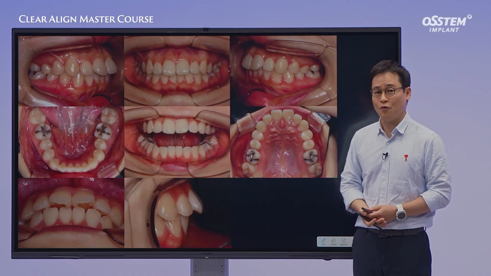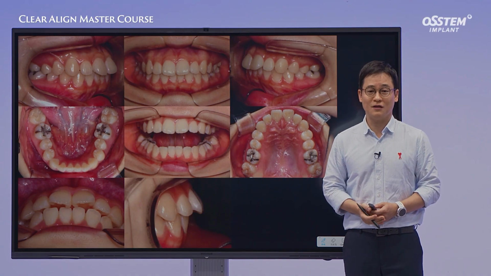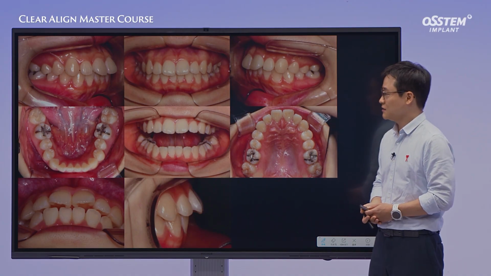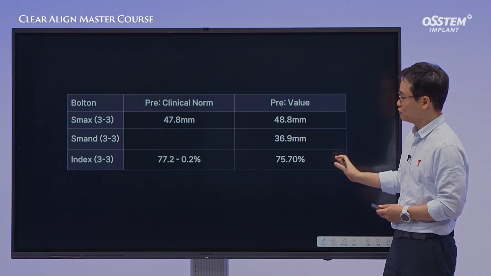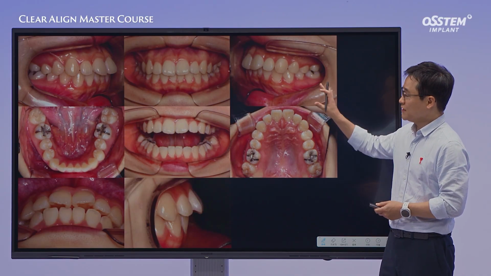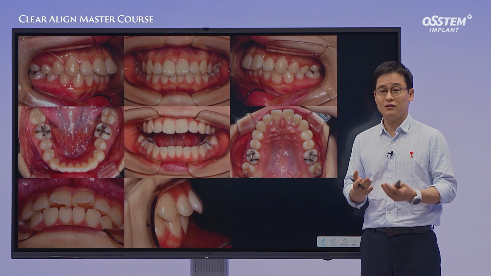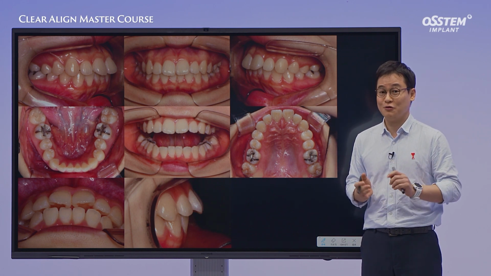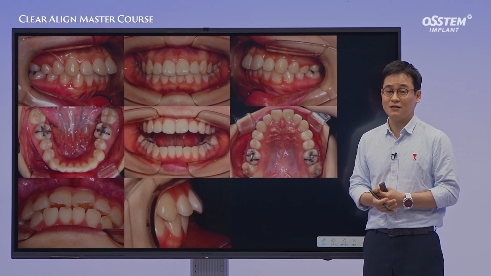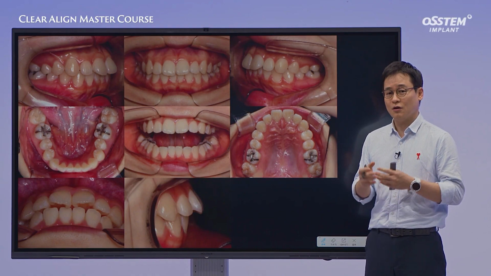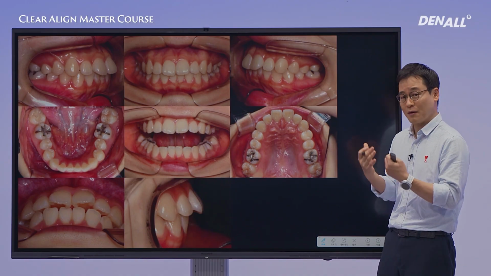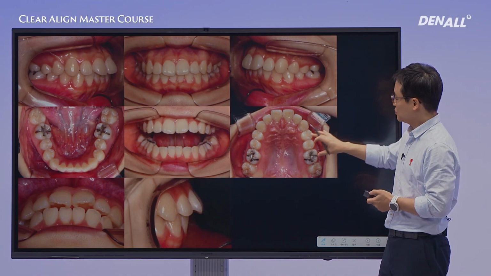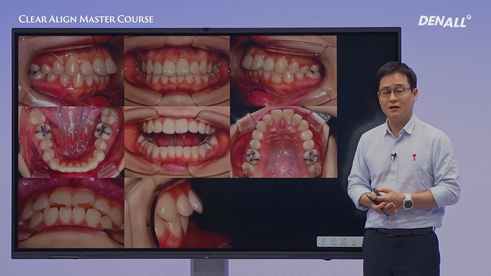We now need to establish a treatment plan, which involves several analyses. In this case, we are reviewing the Bolton analysis. Since the anterior teeth are protrusive and require retraction, multiple treatment options are considered. The most common approach is orthodontic treatment with extraction. Another option is to do interproximal stripping, which slightly reduces tooth size and creates space for retraction. In some cases, molar distalization may be considered.